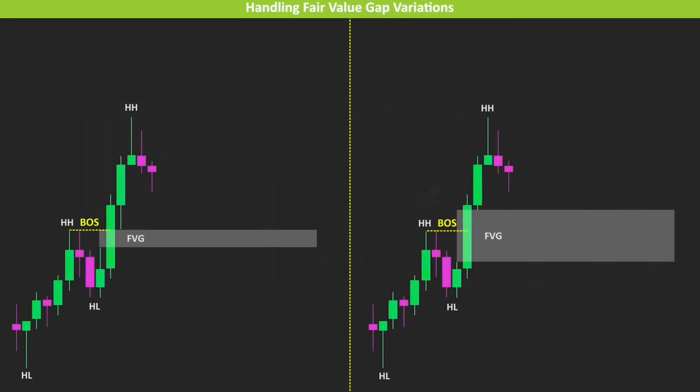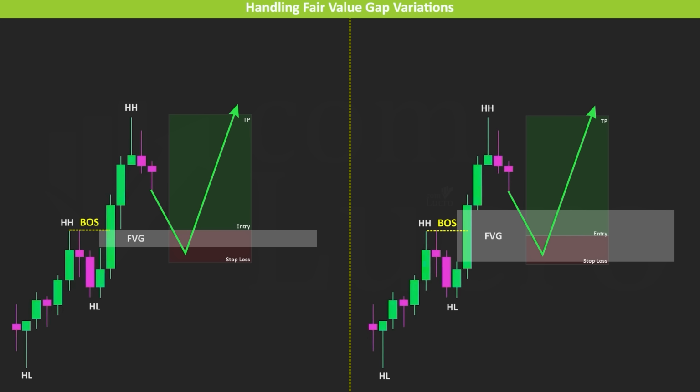In the first case, we have a very small fair value gap. When this happens, it's better to use a slightly larger area for your stop loss, so it's protected from normal price fluctuations. In the opposite case, we may see a very large fair value gap on the lower time frame.